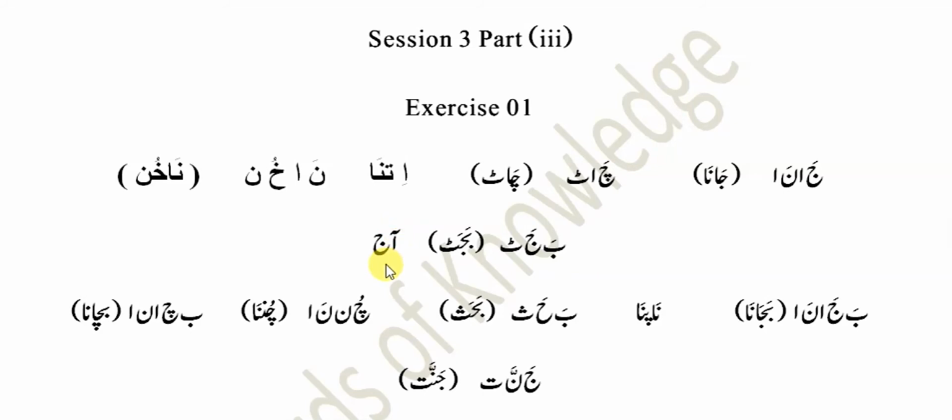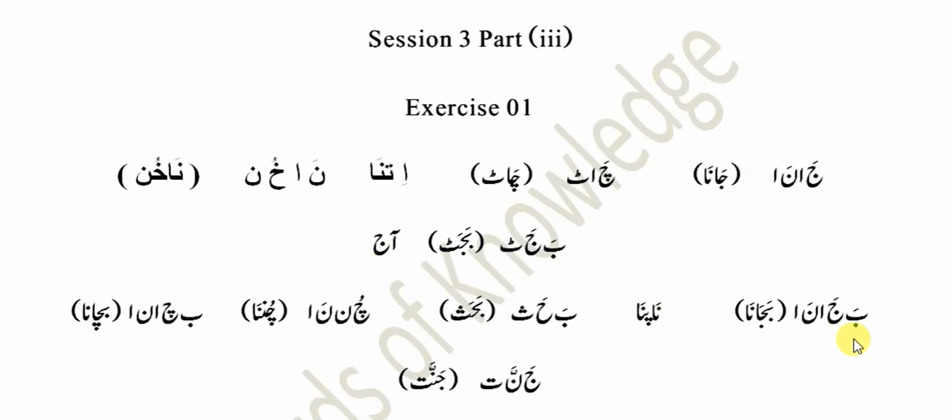And next word has 2 alphabets in it, alif with mad sign over it and jim. So we'll read it like alif mad a and jim, and the word would be pronounced like aj.